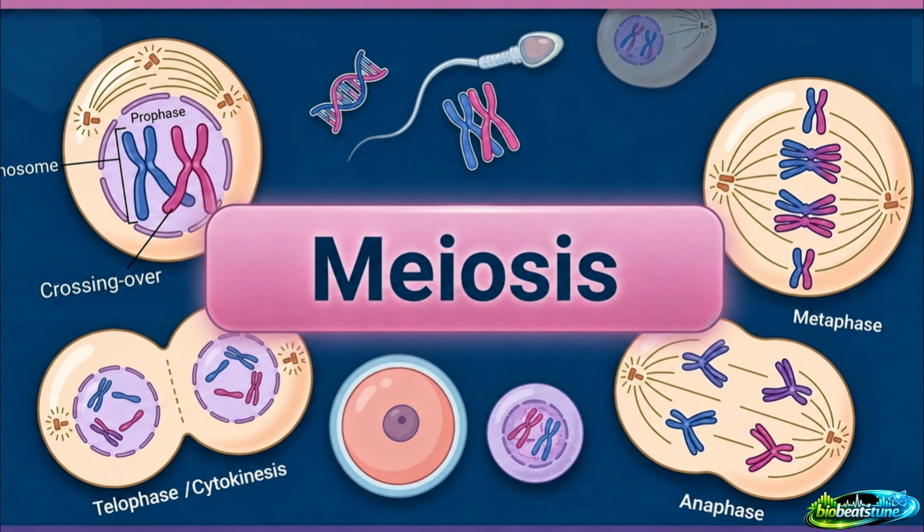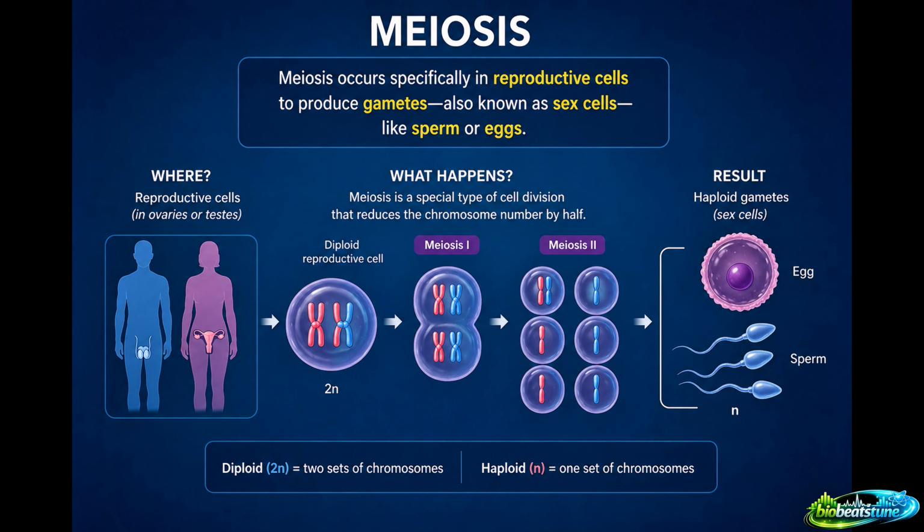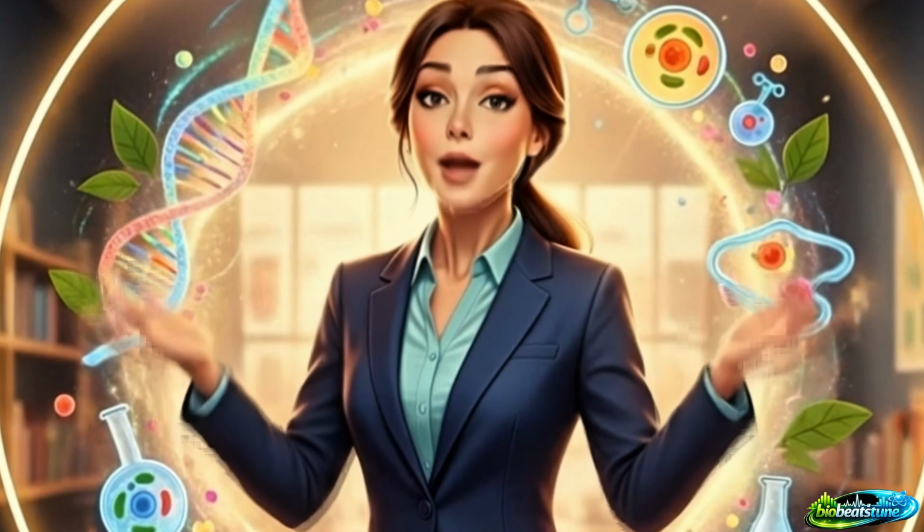In our next lesson, we will look at a different type of division called meiosis. Meiosis is all about variety. It's the reason why every person on Earth is unique.